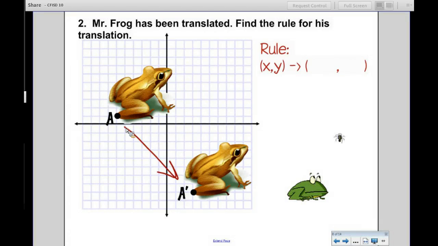I think it's 9, though. I think it is x plus 9. Let's see. 1, 2, 3, 4, 5, 6, 7, 8, 9. Yeah. Okay, so you were close. It's hard to tell on that coordinate plane. (x plus 9, y minus 9). That's the answer to that.